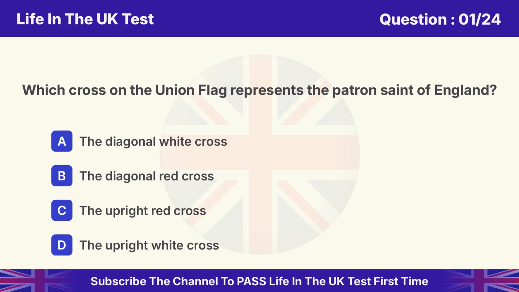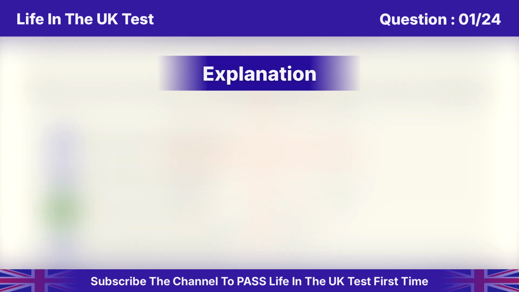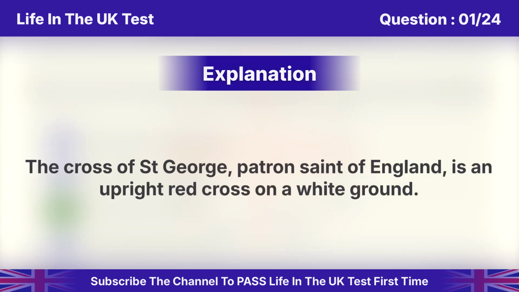Question 1. Which cross on the Union flag represents the patron saint of England? Option A, the diagonal white cross. B, the diagonal red cross. C, the upright red cross. D, the upright white cross. Answer is C, the upright red cross. The Cross of St. George, patron saint of England, is an upright red cross on a white ground.